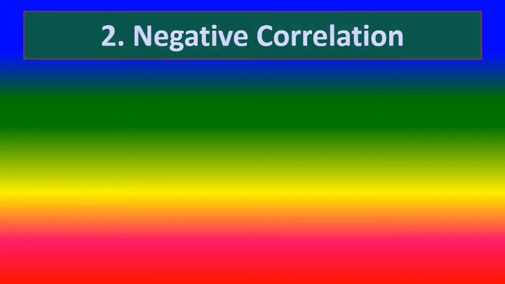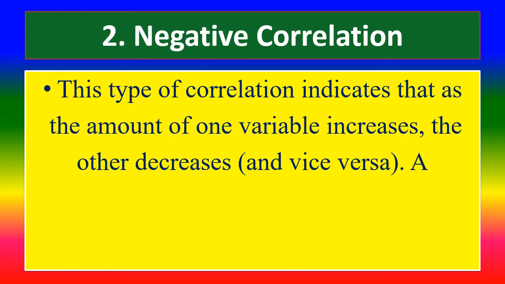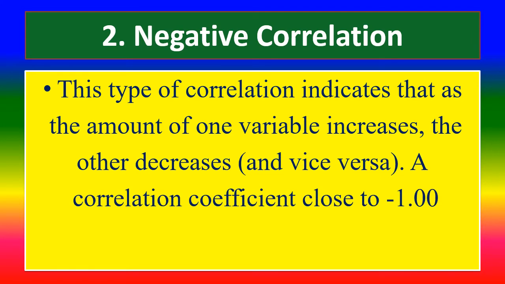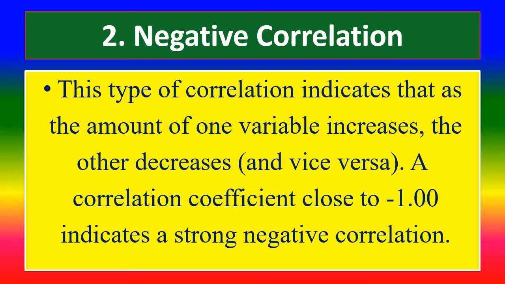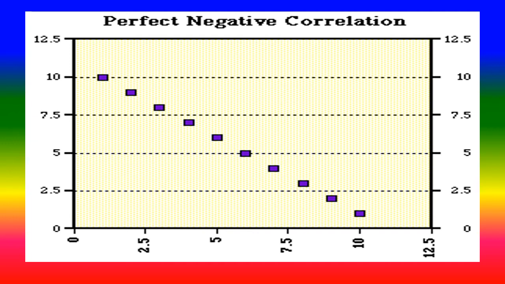Negative correlation. This type of correlation indicates that as the amount of one variable increases, the other decreases, and vice versa. A correlation coefficient close to -1 indicates a strong negative correlation. Look at this picture. It is a perfect negative correlation.